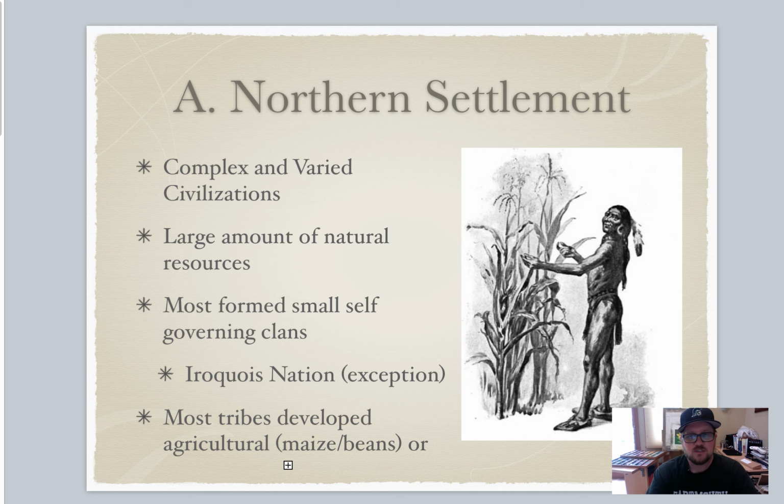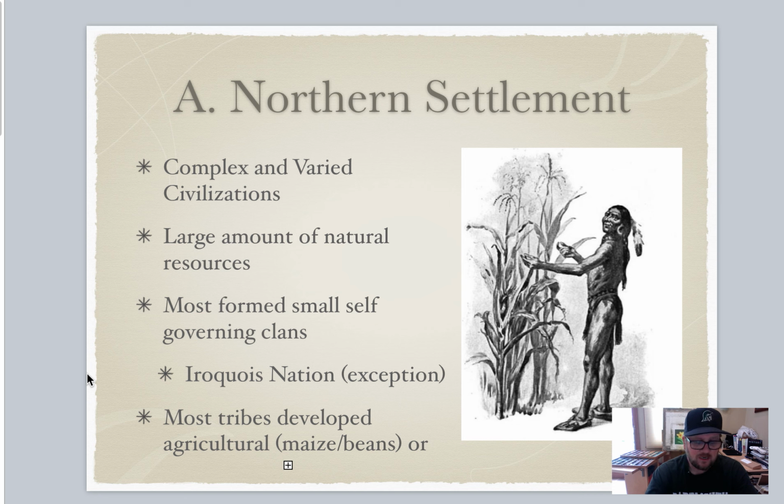There are also some tribes that formed nations or governing bodies. The most recognizable one is the Iroquois nation, and that's really the only one that you would need to know for the AP test. There were other ones, but this was the largest one that would come in contact with the English settlement in the 1600s. And most tribes developed agriculture as their main food source.